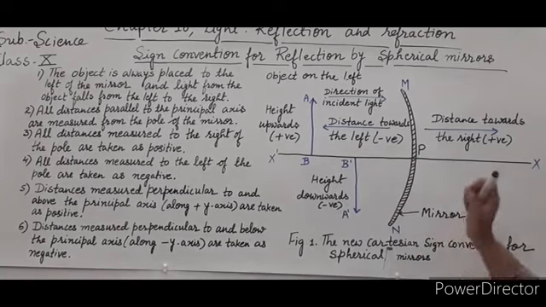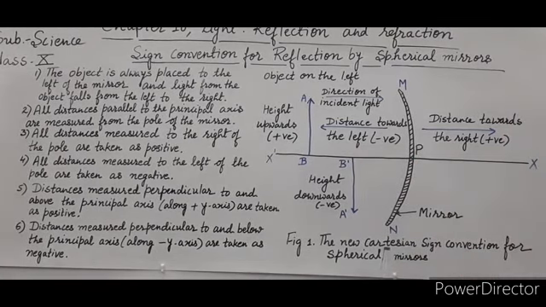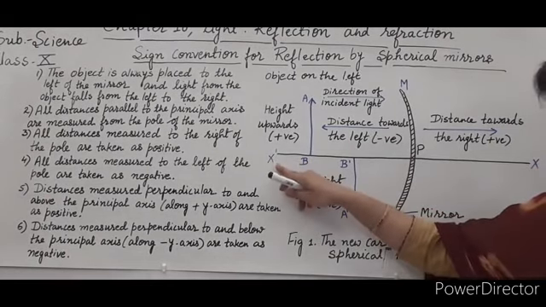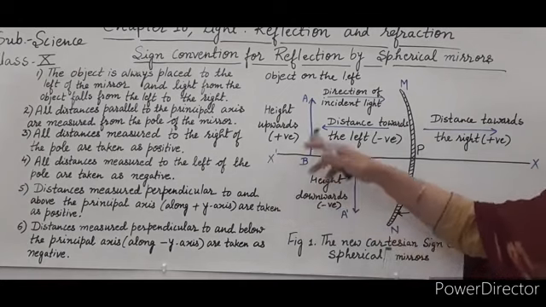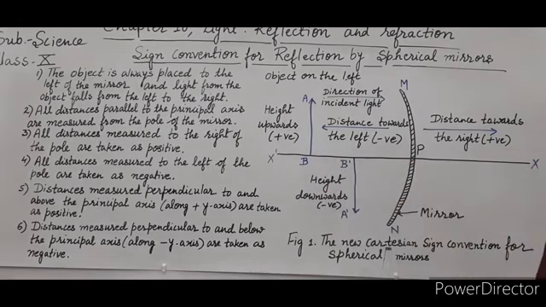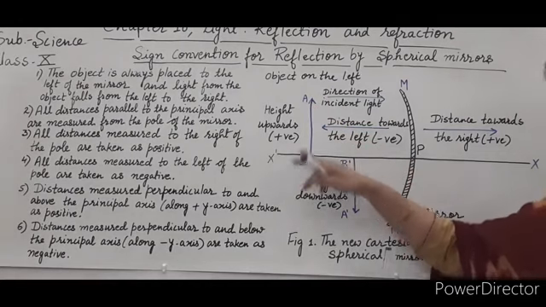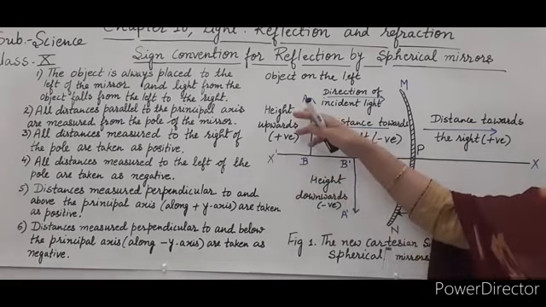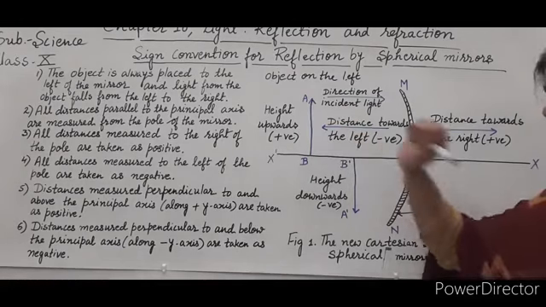Fifth point, the distances measured perpendicular to and above the principal axis are taken as positive. This is the principal axis, X dash X, and the distances perpendicular to the principal axis and above it are taken as positive. AB is the object; since it is above the principal axis, it is taken as positive.